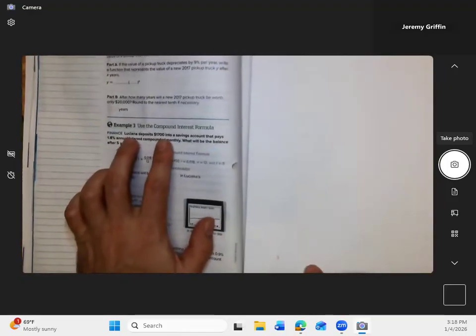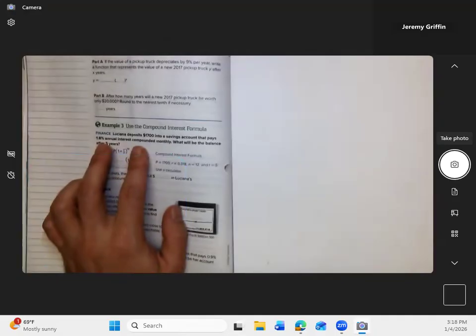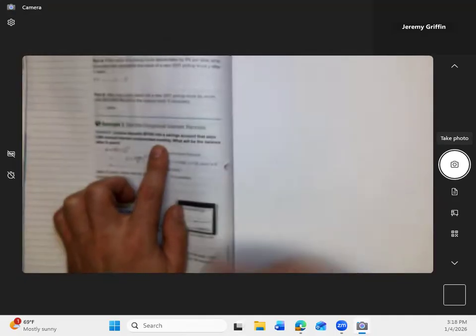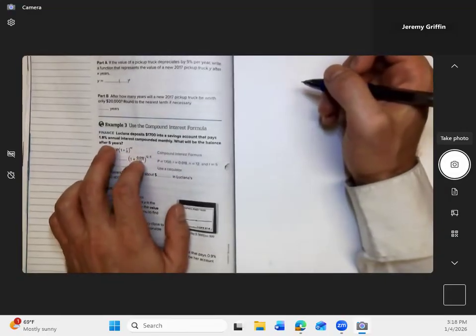Luciana deposits $1,700 into a savings account that pays 1.8% annual interest, compounded monthly. So we're doing increments of 1/12 of a year. What will be the balance after 5 years?